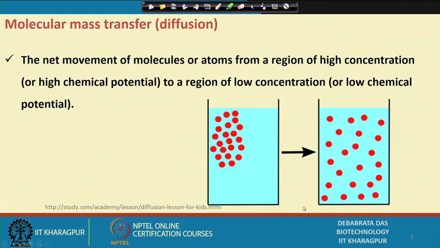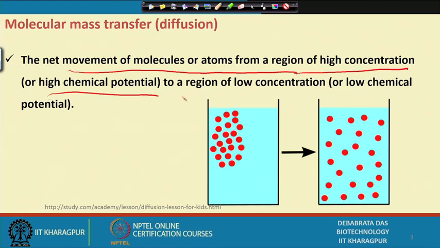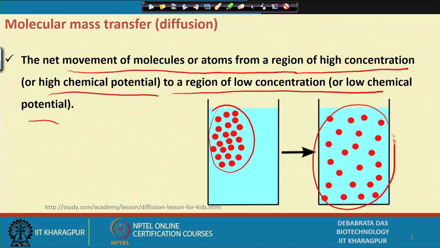Now, what do you mean by molecular mass transfer? This is a very simple example I have given. The net movement of the molecules or atoms from a region of high concentration or high chemical potential to the region of low concentration or potential, like this. Suppose here some concentrated solute or solution is there. If you keep it, then slowly it diffuses uniformly throughout the liquid, like this. So this is what you call molecular transfer that takes place.